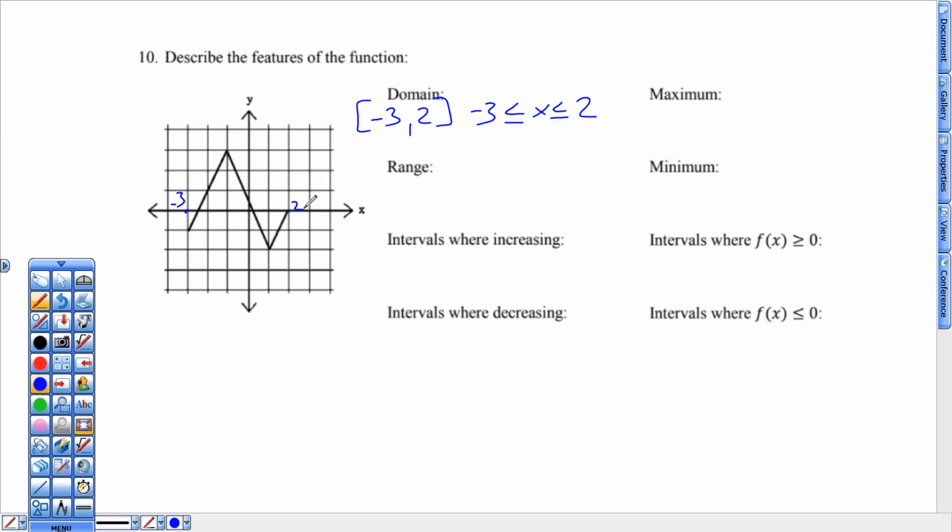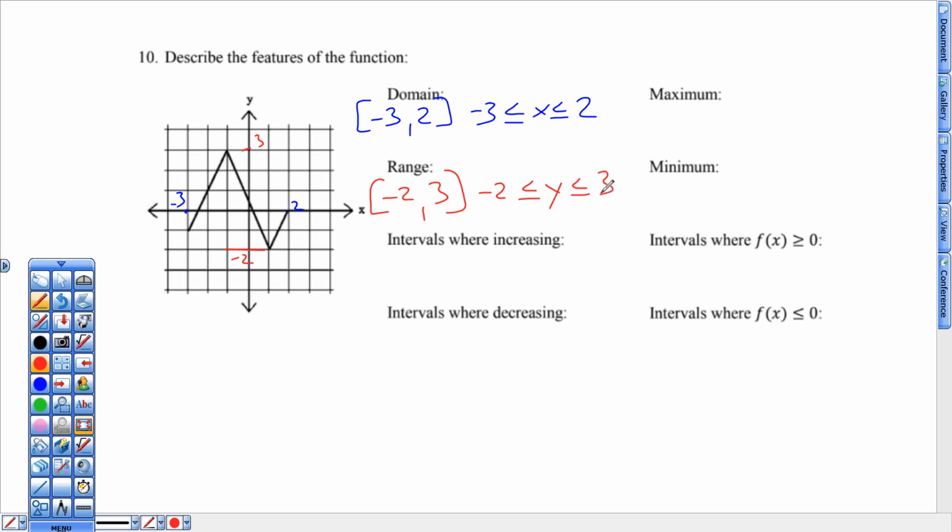That's my domain. My range, looking at my y numbers, is from negative 2 up to 3, from bottom to top. So that would be from negative 2, comma 3. Or if I'm using inequalities, negative 2, put a y right there instead of an x, and that 3.